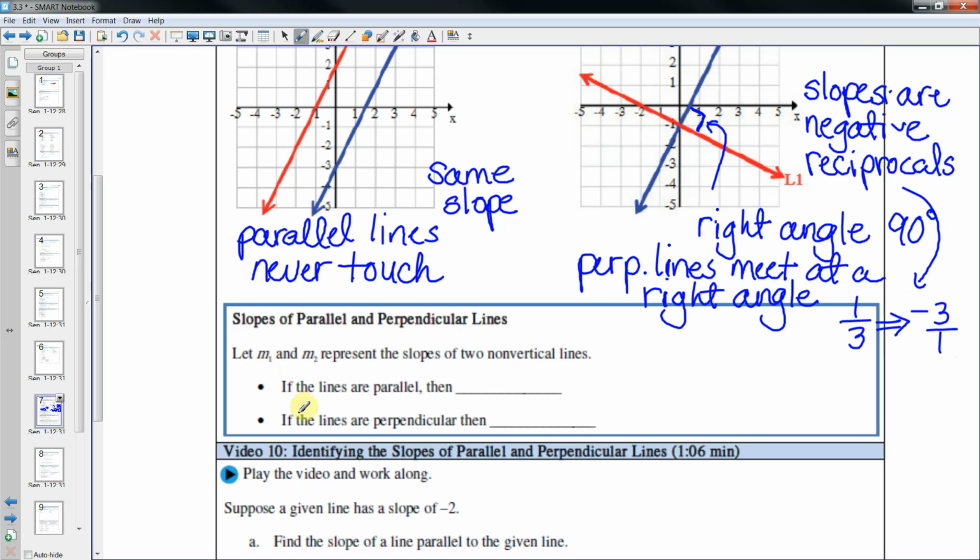So if we have, let's fill in the blank. If lines are parallel, then let's put slopes are the same. Okay, if lines are perpendicular, then slopes are negative, I'm going to abbreviate that, reciprocals.